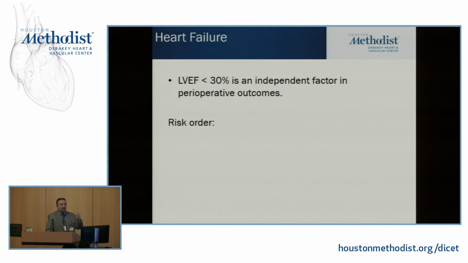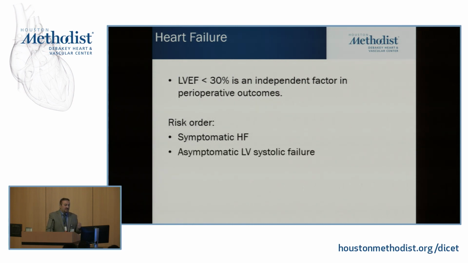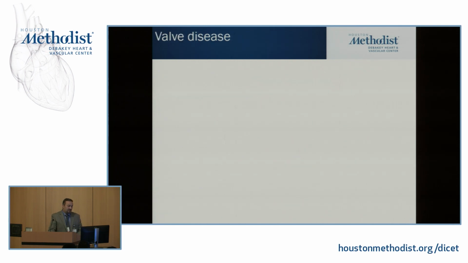So if you think about it, the risk order for heart failure patients is a symptomatic systolic heart failure patient, an asymptomatic LV systolic heart failure patient, and an asymptomatic diastolic heart failure patient in regards to the order of risk. There has been some information regarding getting a BNP prior to these procedures as a predictor for postoperative problems.